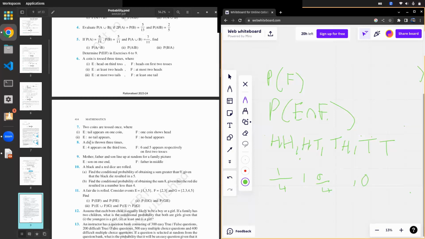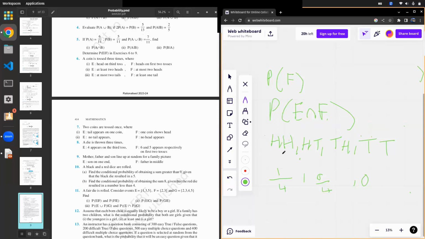In the next question, it is given that a die is thrown 3 times. In a die, every toss will have 6 possible outcomes, and it will be numbers 1, 2, 3, 4, 5, 6 in every outcome.